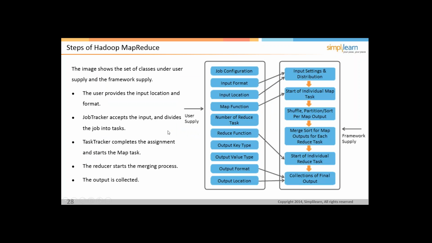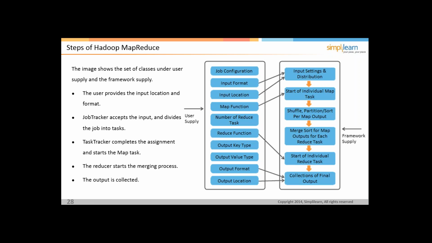So what are the steps in basic Hadoop MapReduce? Just to have a quick overview, this image shows the set of classes supplied by the user and those supplied by the framework. The user provides the input locations and the input data format. The job tracker is responsible for accepting those inputs and dividing a specific job into tasks. The task tracker, on the other hand, completes the assignments and starts working on the first map task. The map task is where the MapReduce phases begin.